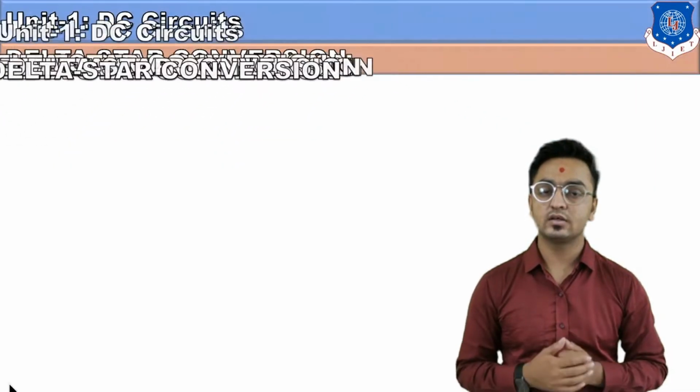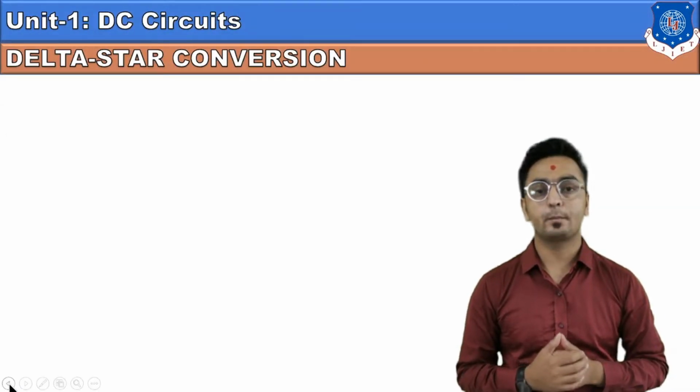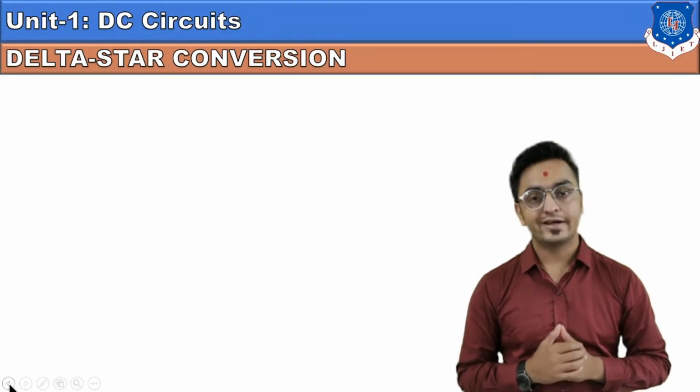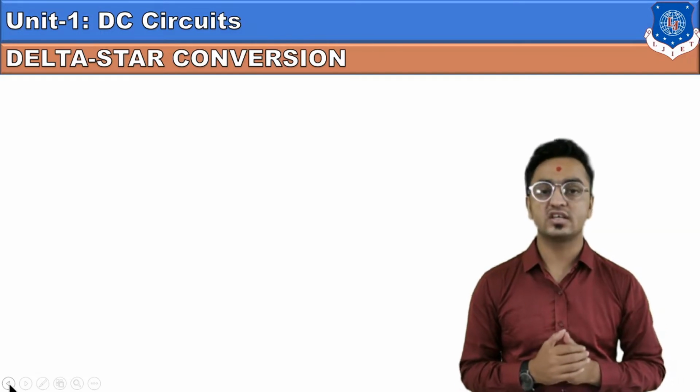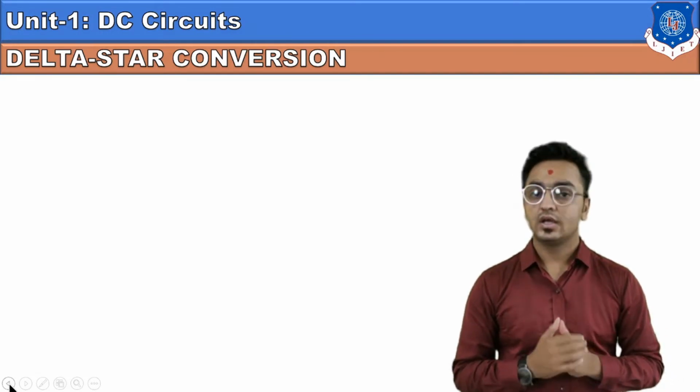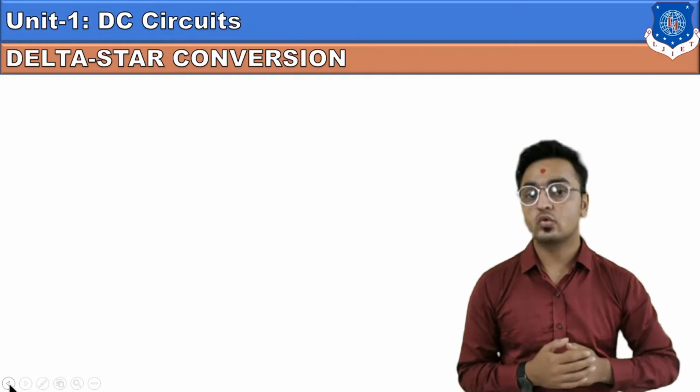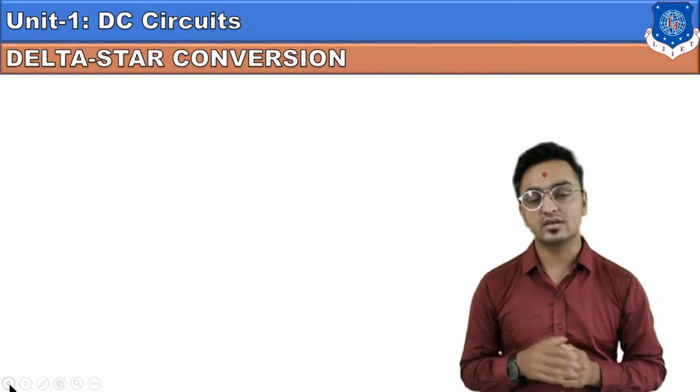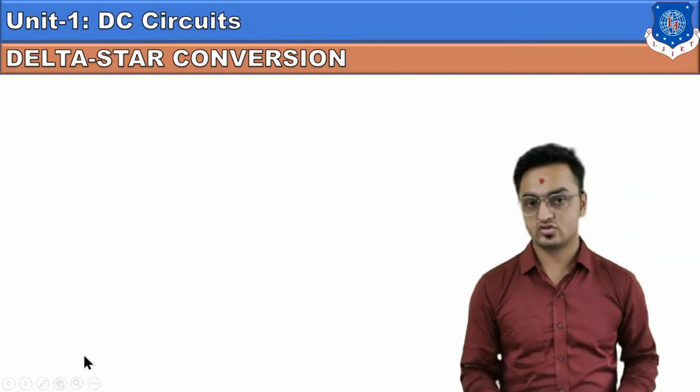Here we are discussing basic electrical engineering, and in which we are discussing chapter number 1, DC circuits. In today's video lecture, we are going to discuss our next topic, and that is delta-star conversion.